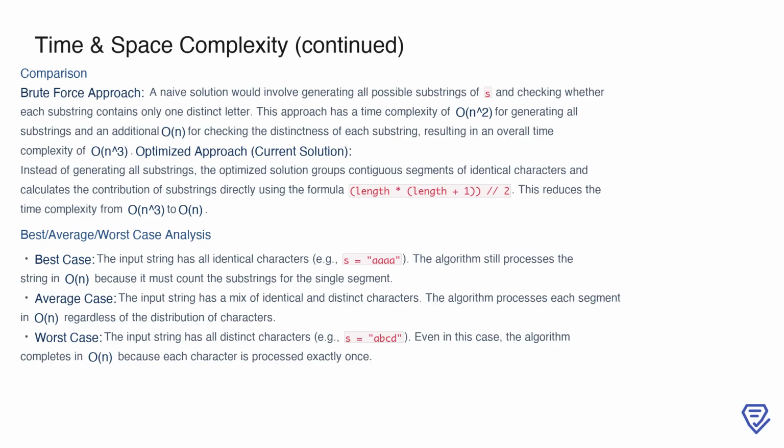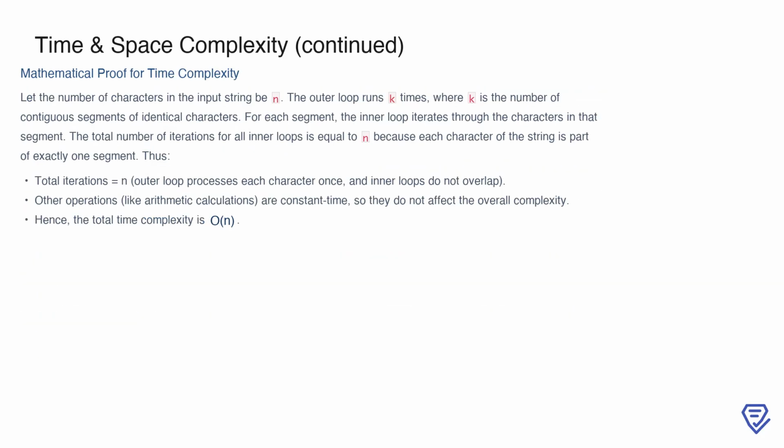This improvement holds true across all cases. Whether the string contains all identical characters, a mix of identical and distinct characters, or all distinct characters, the algorithm processes each character exactly once. Therefore, the time complexity remains O(n) in the best, average, and worst cases. Mathematically, we can confirm the time complexity of O(n) by analyzing the total number of iterations. Let the input string have n characters and k contiguous segments of identical characters.